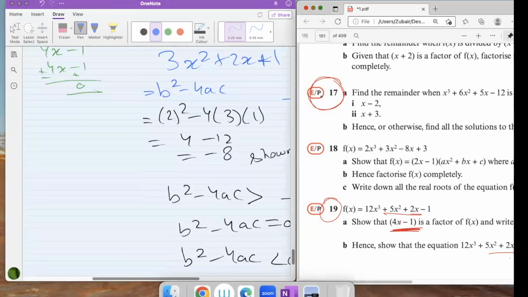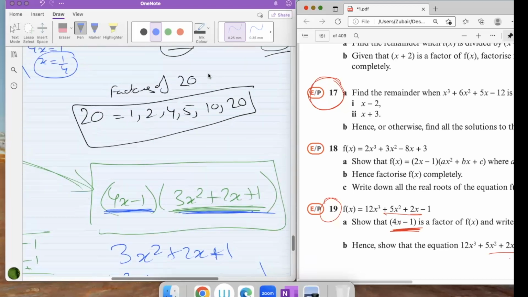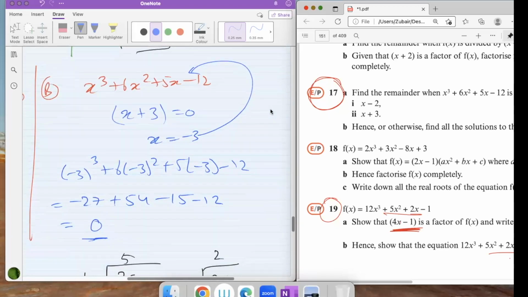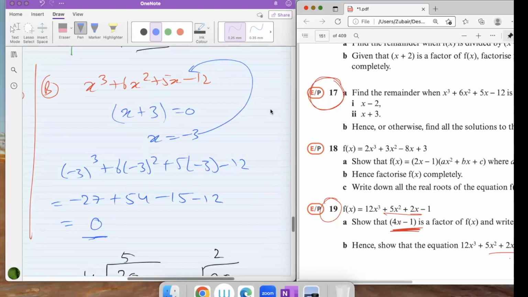So this was it. Do go through exercise 7A, 7B. And we'll start with 7C. And as I said, 7C is a bit easier. The very last thing which we did, substituting the value to check if the remainder is 0 or not, this way. If x plus 3 equal to 0, x equals minus 3. 7C is something related to this.